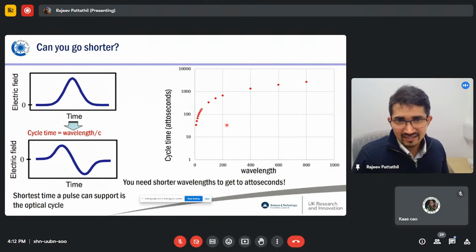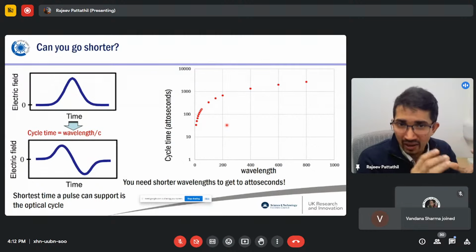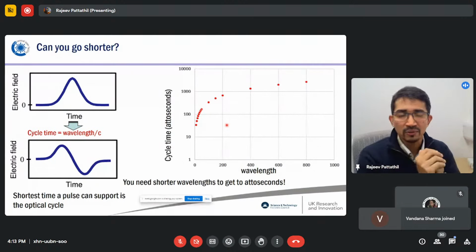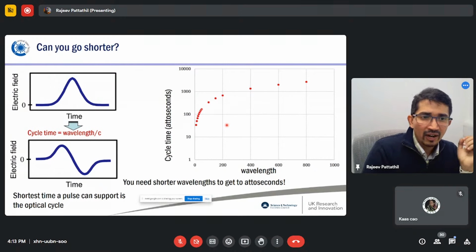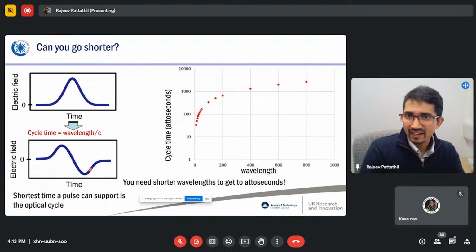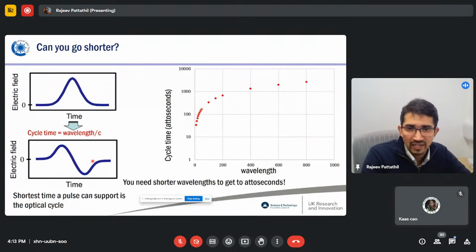As I said earlier, light essentially is an electromagnetic wave, which means that you have oscillating electric and magnetic fields. So you need to have at least one cycle to call it proper light. Otherwise, this can't propagate through vacuum. You need at least one oscillation period of electric and magnetic fields to call it light, and how short that time period is depends on the color, on the frequency of the light.